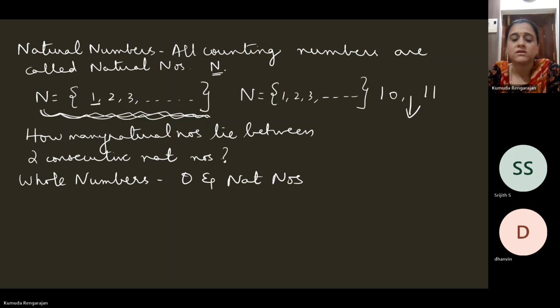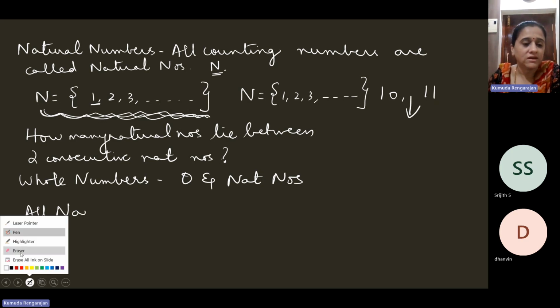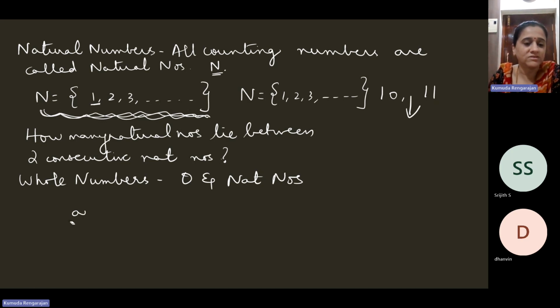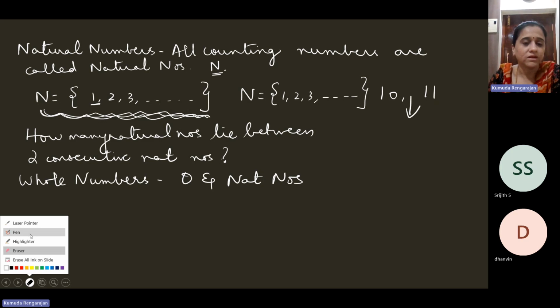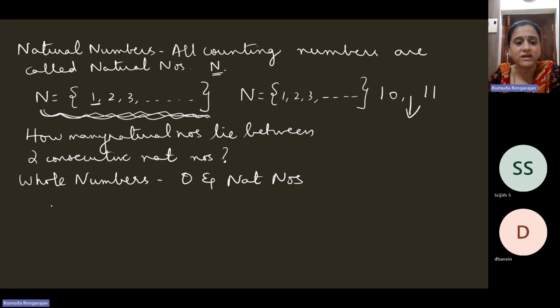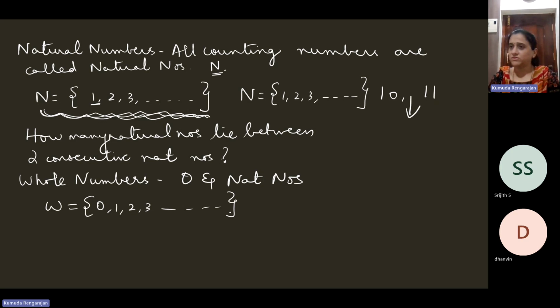Now, say true or false. Whole numbers are represented by the letter W. W is equal to {0, 1, 2, 3, and it goes on}. So the smallest whole number is 0, and the largest whole number is not defined.